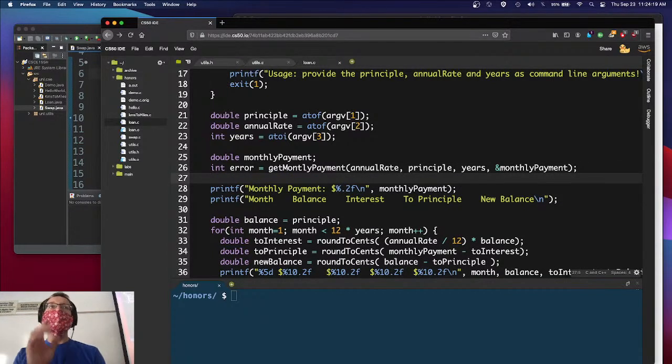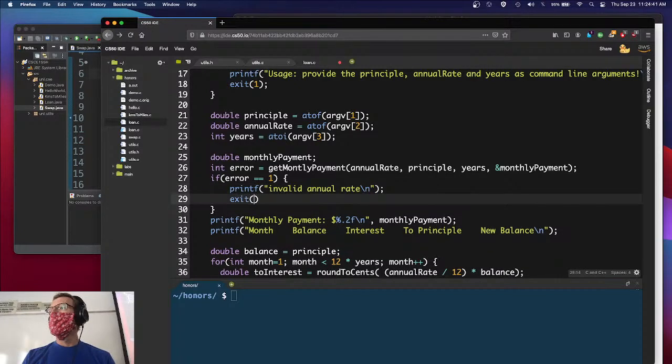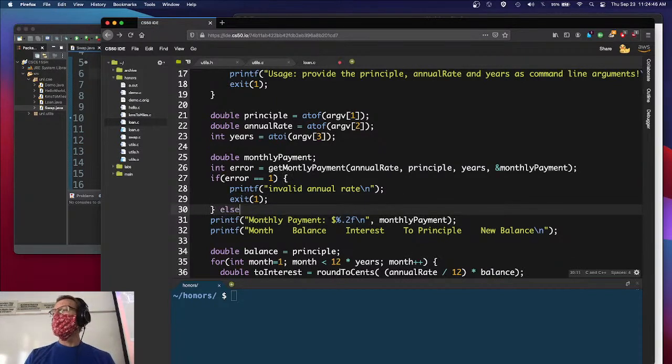All right, so let's go ahead and test it. We can test this out once we do the error handling. So if the error is of type 1, what type of error was that? Does anybody remember? Negative annual rate. Okay, so invalid annual rate. You've got a better memory than I. All right, and then we'll go ahead and exit, say with the same error code, 1. All right. Else if, why would we exit? You gave us bad input. I couldn't even compute the monthly interest or monthly payment, so there's no reason to go on. Right? Go ahead and just exit.